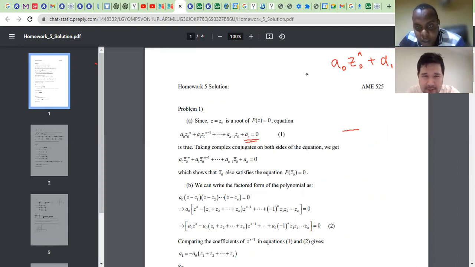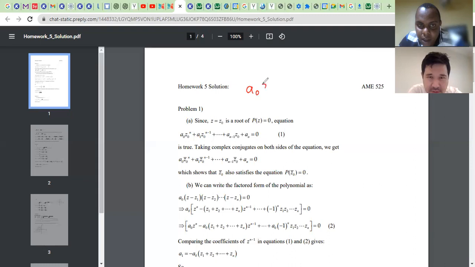Taking complex conjugates on both sides, it was so simple, and it's done. You see what they did? Taking complex conjugates on both sides of the equation we get. So they started like us: because Z equals Z naught, the whole polynomial becomes 0. And then they just changed Z to Z bar.